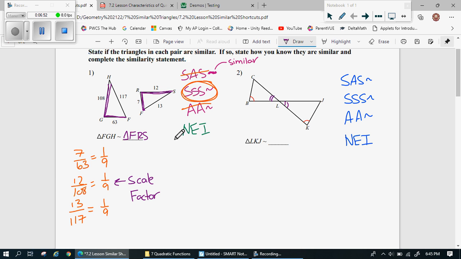I don't know anything about the sides in these triangles, so I'm going to get rid of my options that need sides to be matching. So my only option here is angle, angle, or not enough information. Angle, angle means that I have 2 pairs of angles that are congruent. Remember, angles are congruent in similar triangles.